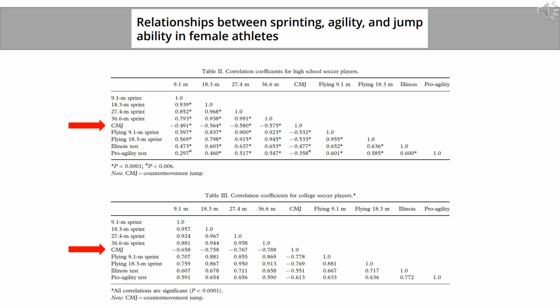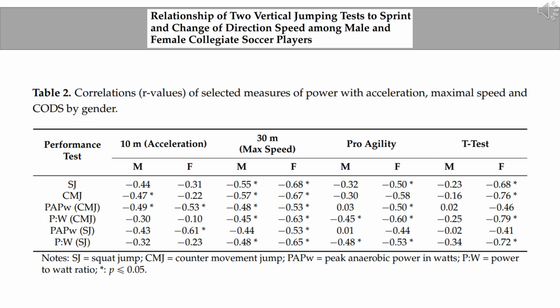So negative correlations between jump tests and sprint tests, or jump tests and change of direction speed tests, are typically a good thing when the outcome measure for the speed and COD speed tests is time to completion. So ultimately this shows us that athletes who jump higher are typically faster during linear sprint tests.